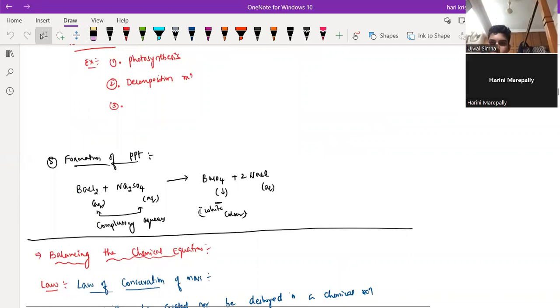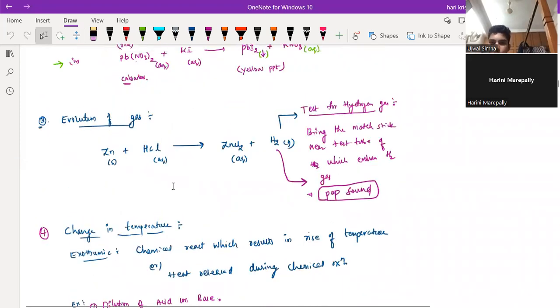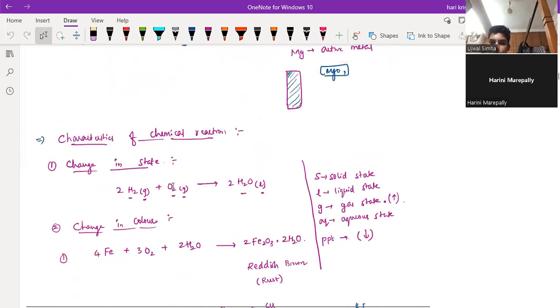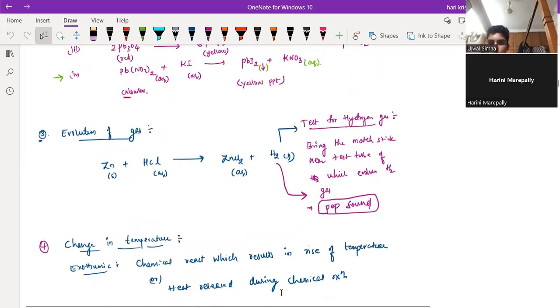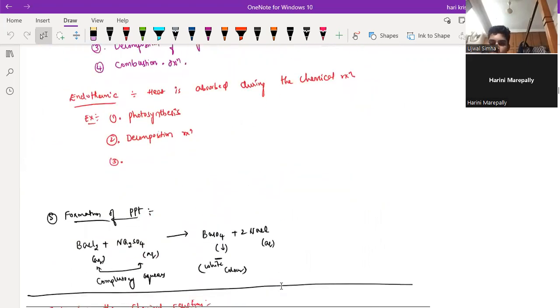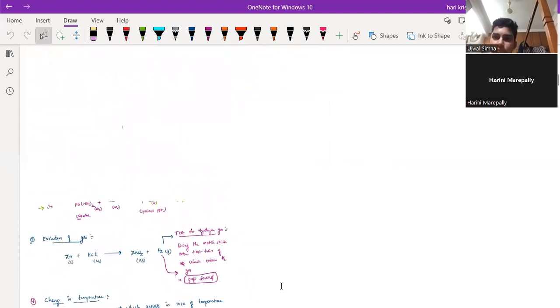The last one is the formation of precipitate. Whenever two aqueous solutions are reacting, one of the products formed will be in solid form. It will settle down at the bottom of the beaker. Through that, we can identify whether the chemical reaction has taken place or not. So these are the 5 characteristics of a chemical reaction: change in state, change in color, evolution of gas, change in temperature, and formation of precipitate. Clear? Yes. Go through it once again, both of you.